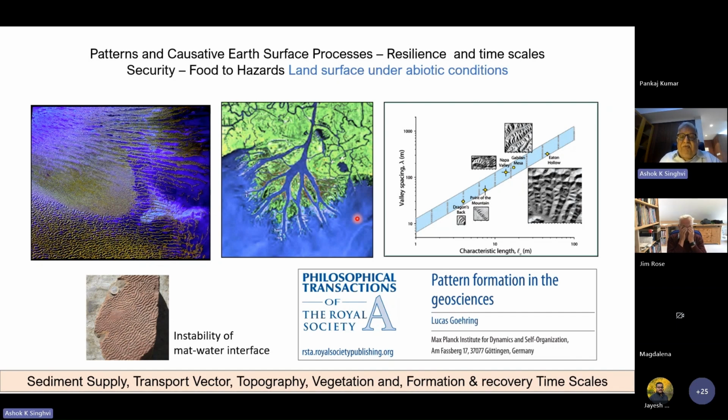Another area that is important is how the Earth will be under purely abiotic conditions. Ecology will change. There will be regions which will become abiotic, with no vegetation, and how the river processes and the dune processes will change is an important part of it. So that sets a context of our work.